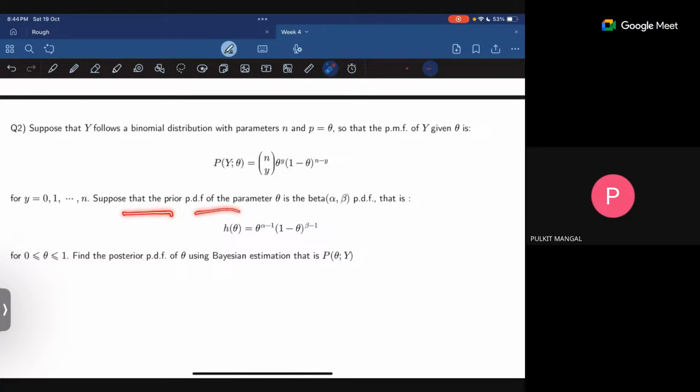Suppose that the prior PDF of the parameter theta is the beta distribution, whose PDF is given to us, and find the posterior PDF of theta using Bayesian estimation. So what would be the posterior PDF? Anybody remember? If you use a beta prior for a binomial distribution, what would be the posterior PDF you will get?